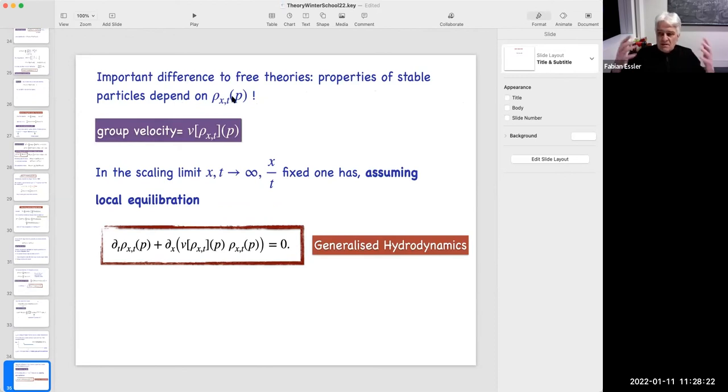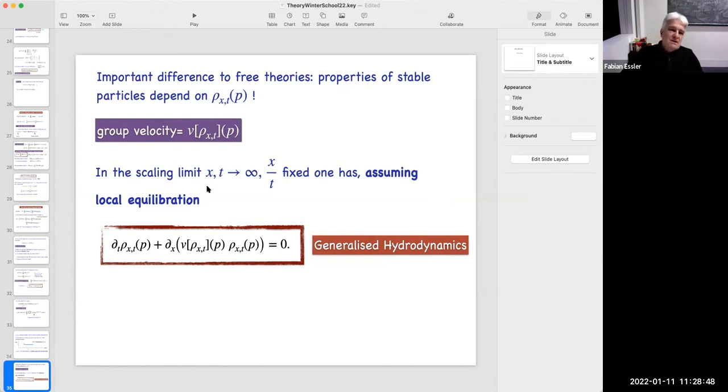And now there's one crucial difference between interacting and free theories, and that is that the properties of the stable excitations now depend on this distribution function itself, on the local equilibrium state that you have. In particular, their group velocity is now a functional of this Wigner operator, this generalized Wigner function itself.